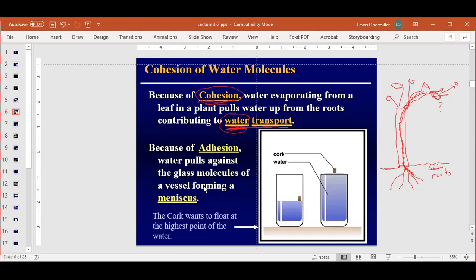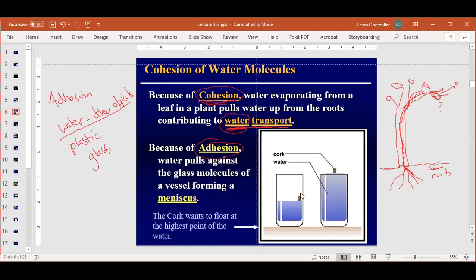Do you guys have any questions about cohesion? No. And why it's important? Okay. So adhesion is water attracted to other objects. So here, this would be the attraction of water to, say, plastic or glass or other things.